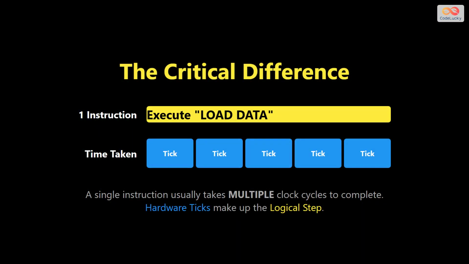Here is the most important concept to grasp. An instruction cycle usually takes multiple clock cycles to complete. As you can see here, to execute just one load data instruction, the hardware might need to tick 5 times. The hardware ticks are the tiny physical steps that make up the larger logical step.